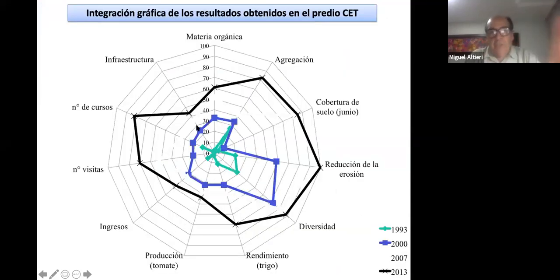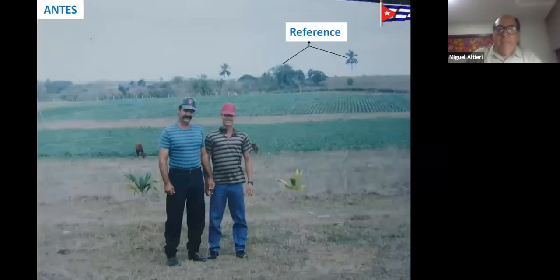And then, although this is in Spanish, they built this radar with different indicators: organic matter, for example, the soil cover, the reduction of erosion, the diversity, etc. And you can see this is when they started, the green, and this is where they are today in 2013. Actually, they're much more advanced now. So you can see that you can measure the progress of the restoration with these indicators. And this is another farmer in Cuba who, with his family, received a piece of land.